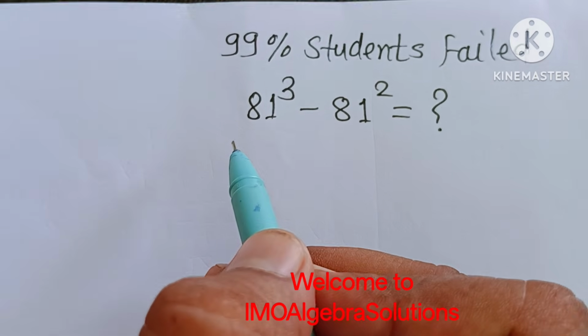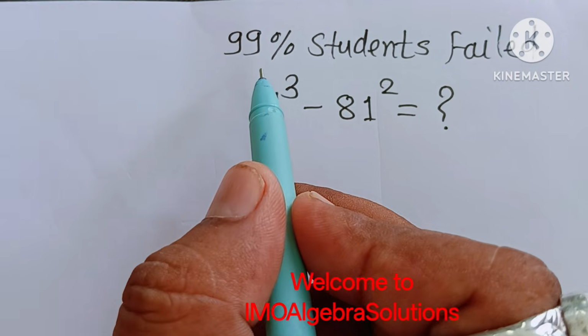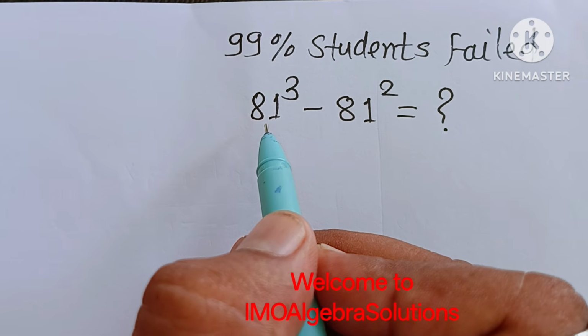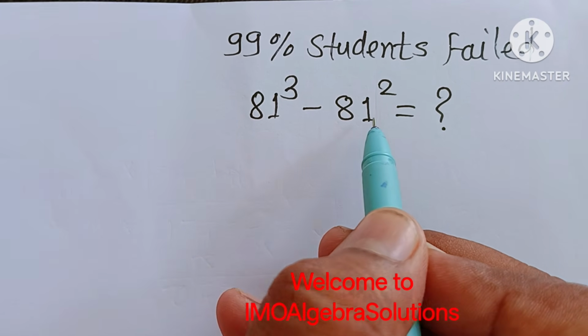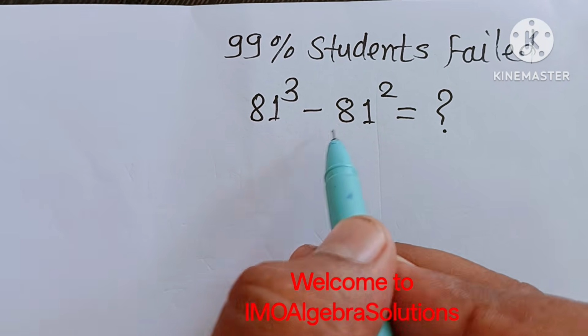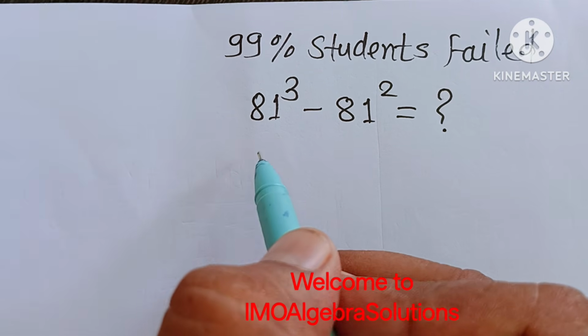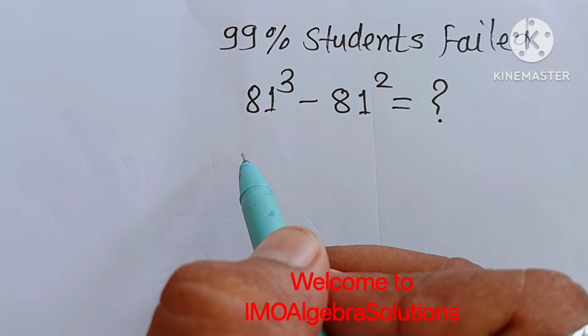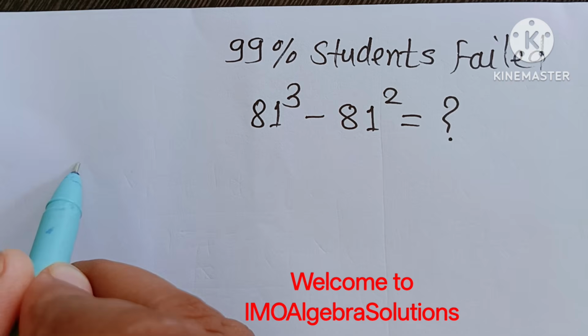I am Algebra Solution. Today we have to see algebra problem 81 cube minus 81 square is equal to. We have to find the value of this. This is the Indian algebra mathematics problem. So let's start the solution.